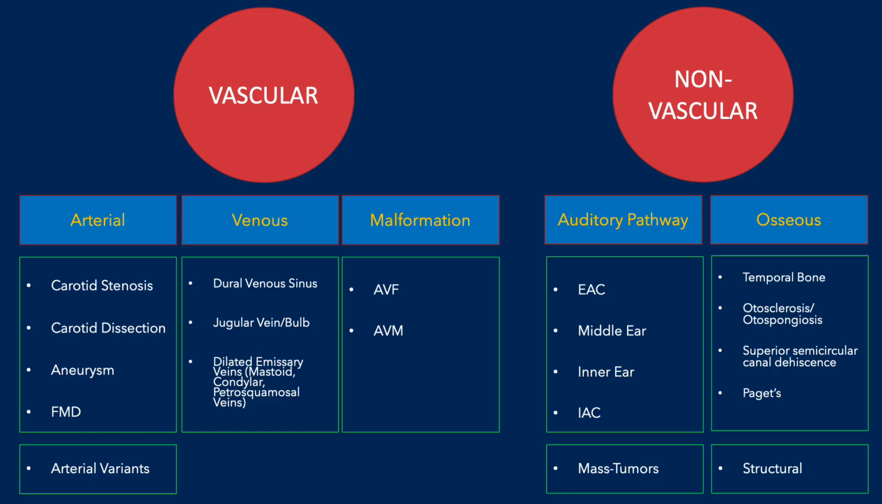Pulsatile tinnitus can arise from both vascular and non-vascular causes. Vascular causes can be further categorized into arterial causes, venous causes, or high-flow vascular malformations. Non-vascular causes include masses and tumors of the external, middle, and inner ear, as well as osseous disease of the temporal bone.